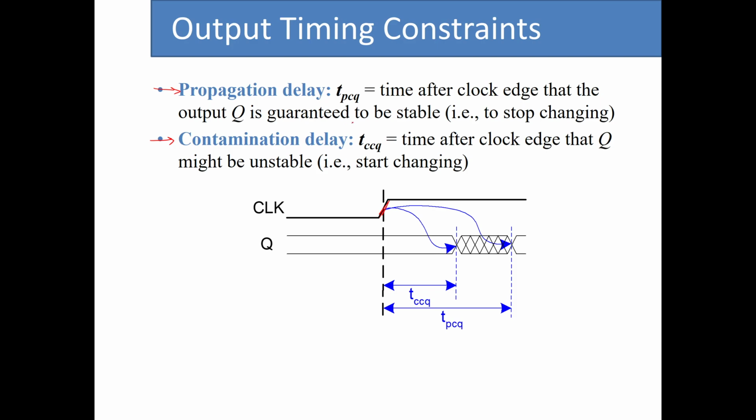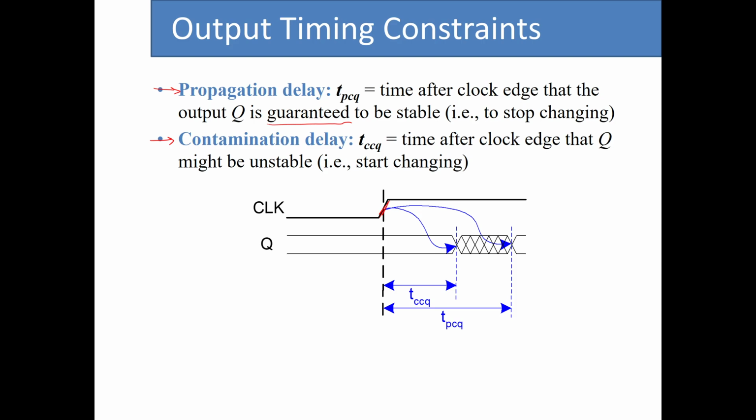So for the propagation delay, we defined it as TPCQ. P is for propagation, C is for the clock edge, and Q is for the output. So this is basically the propagation delay from the clock edge to the output Q of the flip-flop. This is defined as the time after clock edge that the output Q is guaranteed to be stable. So that is the maximum amount of delay from the clock edge to the change in the output.